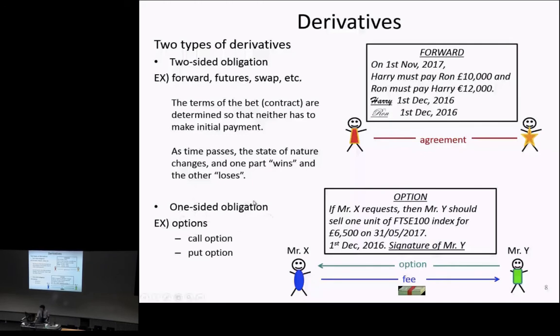Derivatives with one-sided obligation are basically options. There are call options and put options. Call options are an option to buy something, and put options are an option to sell something. Here we have an example of a call option. Again, imagine a piece of documentation, okay? And the paper says, if Mr. X requests, then Mr. Y should sell 1 unit of FTSE 100 index for £6,500 on 31st of May 2017.